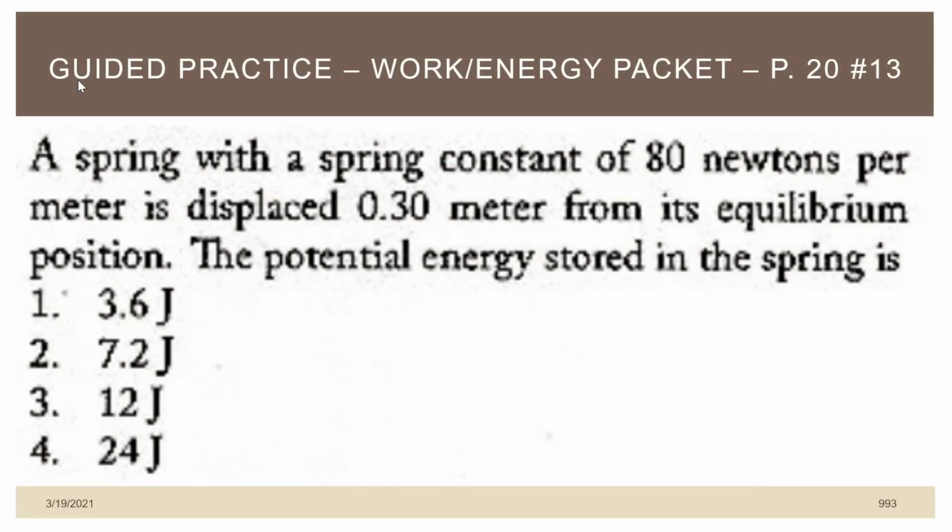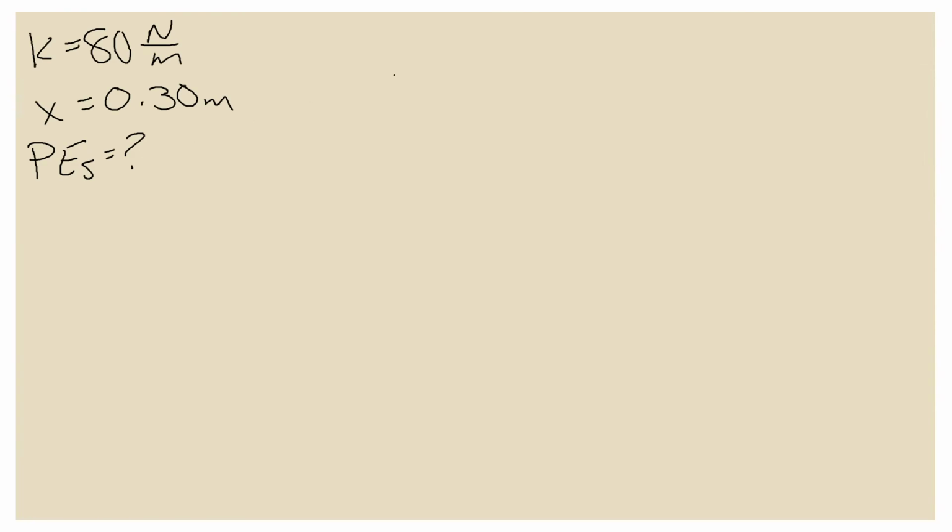They tell us here in this problem that the spring constant k is 80 newtons per meter. They tell us also that the spring is displaced 0.30 meters from its equilibrium position. So that's x. And of course, we're looking for the energy stored in the spring, as the question says, the potential energy stored in the spring is, and so that's our unknown. As we just developed, the equation for the elastic potential energy, the energy stored in the spring, is PES equals 1/2 kx squared, where PES is what we're looking for. And that's good news because the equation is already solved for that.